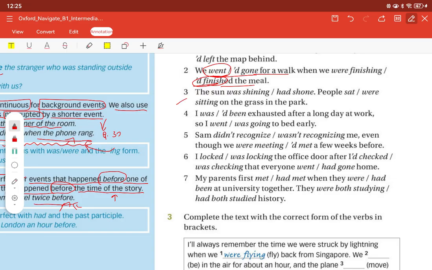Now let's take a look at the next example here. The sun was shining or had shone. The people sat or the people were sitting on the grass in the park. So what do you think about it? Let's look at the first sentence. The sun was shining or the sun had shone. I think it's the sun was shining, right? So the background events, remember our lesson here: for the background events, we use the past continuous, right? The sun was shining. The people were sitting on the grass in the park. Yes, of course. This is the background.